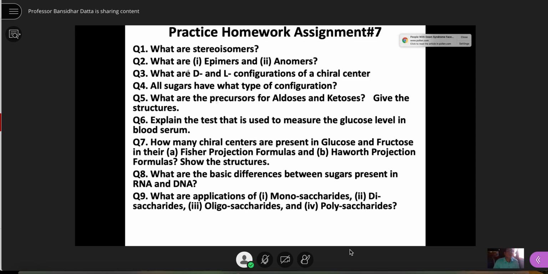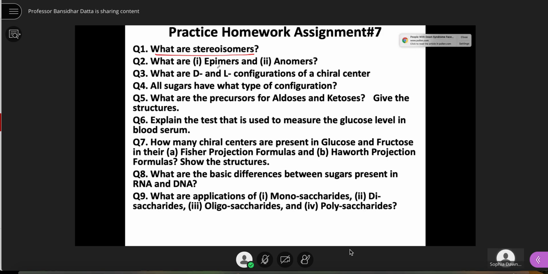All right. So what are stereoisomers? You already know. Non-superimposable mirror images of the molecules. All right. Epimers. Who can tell me what epimers are? And can you give an example of epimers? Anyone? Let's see who is reading for the test.